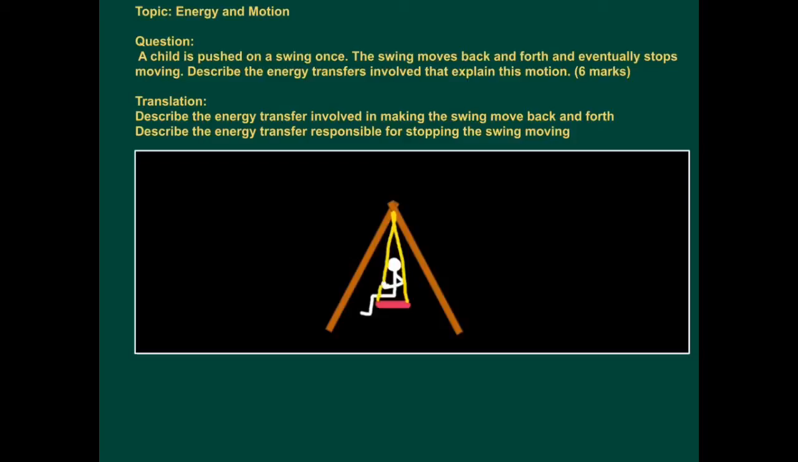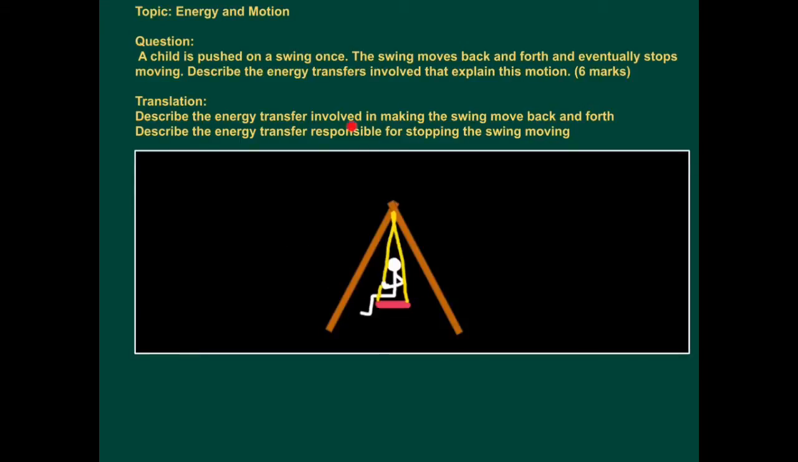This exam application tutorial is on the topic of energy and motion. The question for 6 marks reads, a child is pushed on a swing once. The swing moves back and forth and eventually stops moving. Describe the energy transfer involved that explains this motion. So in other words, what is causing this swing to go back and forth and why does it eventually stop?